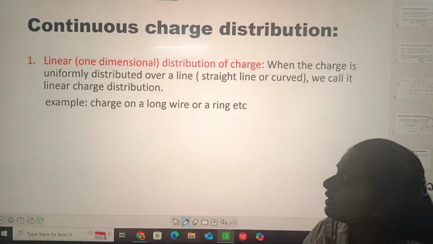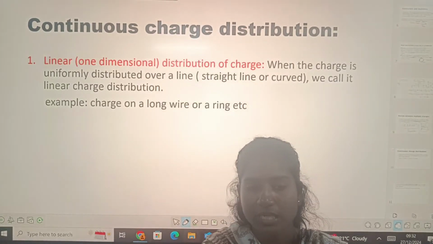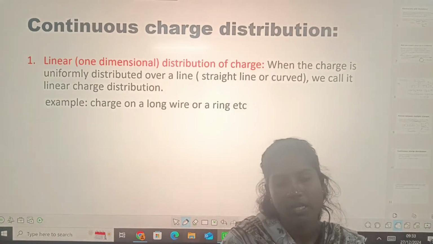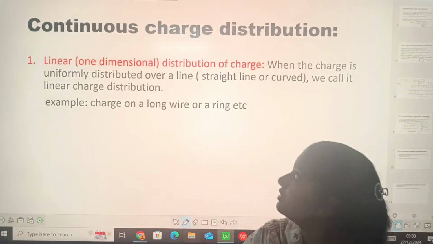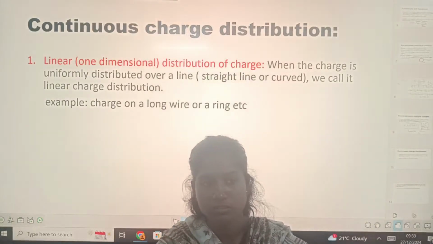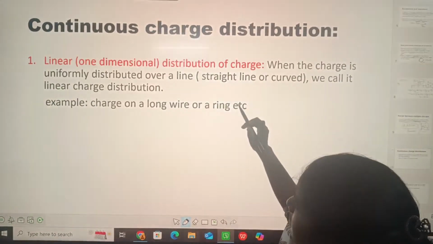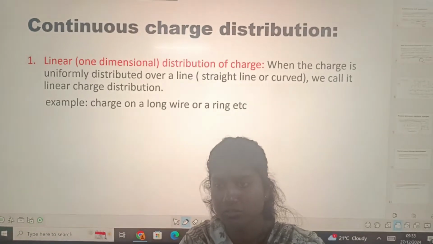In yesterday's class I discussed some of the properties, and in that I discussed charges and charge distributions, how the distribution of charges takes place. In today's class, continuous charge distribution. What do you mean by continuous charge distribution?